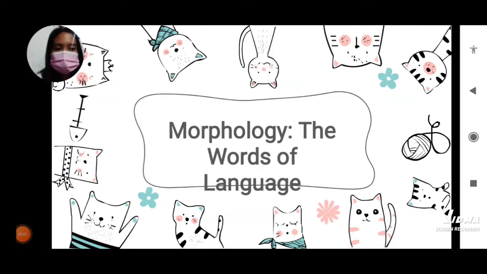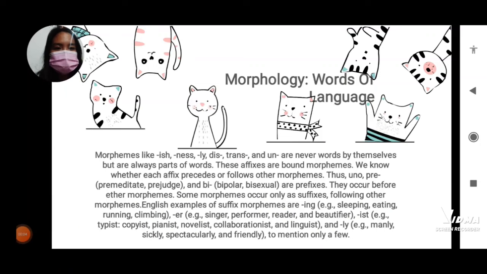Morphology, the words of language. Morphemes like ish, ness, ly, dis, trans, and an are never words by themselves, but are always part of words. These affixes are bound morphemes. We know whether each affix precedes or follows other morphemes.